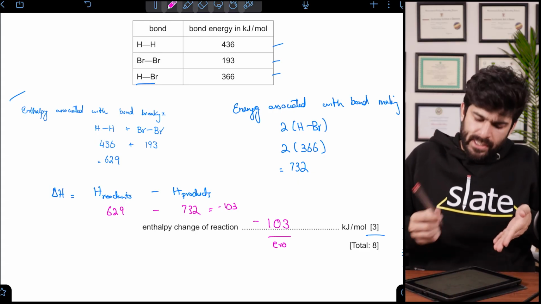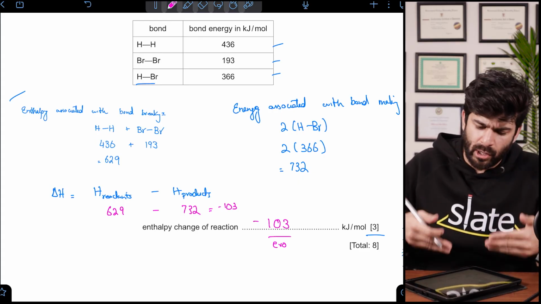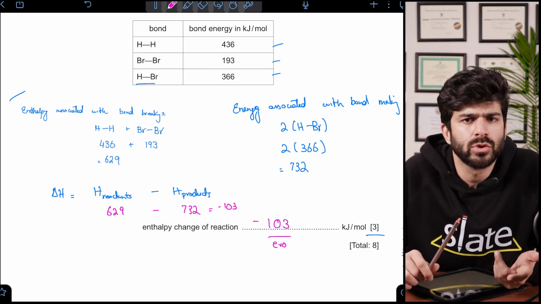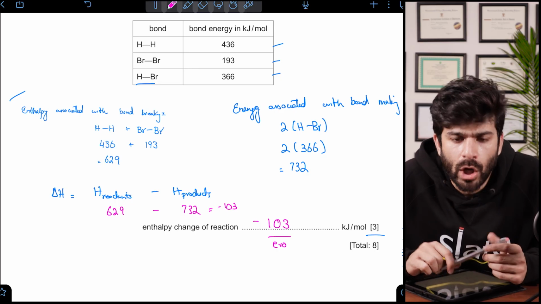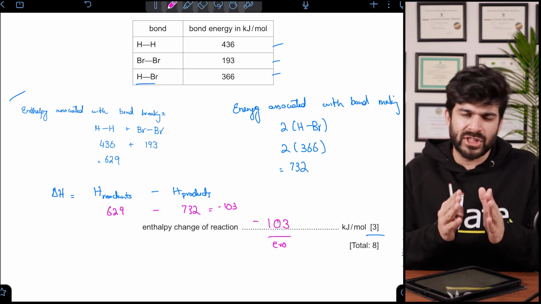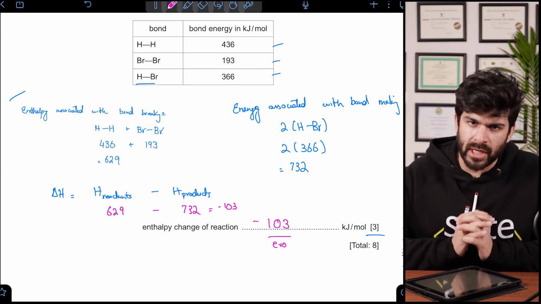Sometimes they will give you the enthalpy change value and you'll have to find out the value of either of the reactants. Again, not that difficult. So that is all for today. I hope this lecture cleared your concepts regarding chemical energetics.